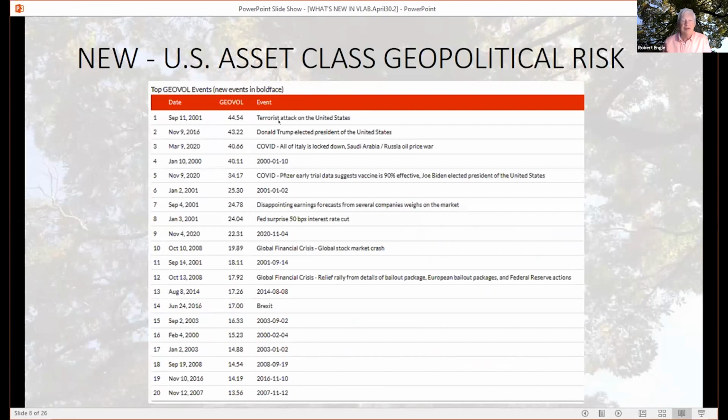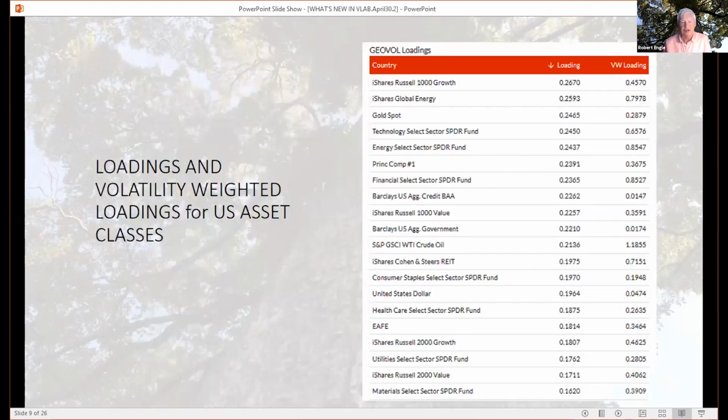The main events are listed in another table, and I'm going to show you the events associated with a new presentation which has just been put up, which is using US asset class data. And in that case, the biggest event we've seen over history is the terrorist attack of 9/11, but the second biggest was actually November 9th, 2016, when the previous president was elected. Third highest is the biggest day during COVID, which was March 9th last spring. And as you look down this list, you see a lot of familiar dates for when there were big events in the US financial sector.